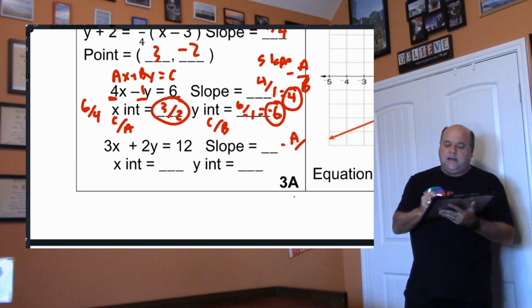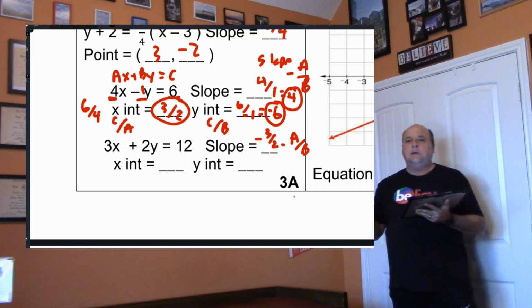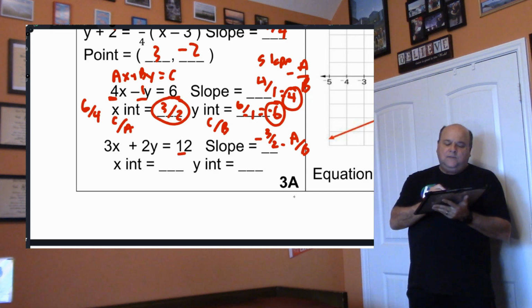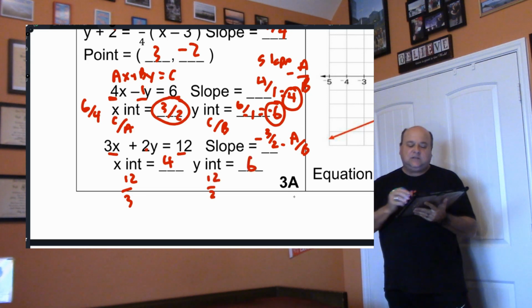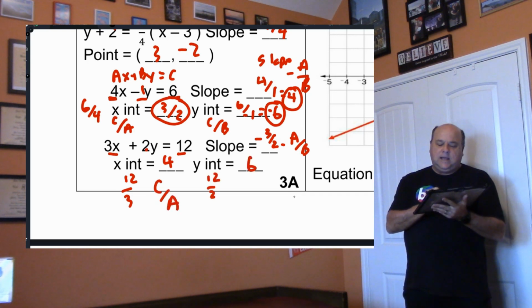Your slope's going to be negative a over b. So put 3 over 2. The opposite of a positive is a negative, so your slope's going to be negative 3 over 2. The x-intercept is going to be 12 divided by 3, which is 4. The y-intercept is going to be 12 divided by 2, which is 6. You must know this. C over A and C over B.